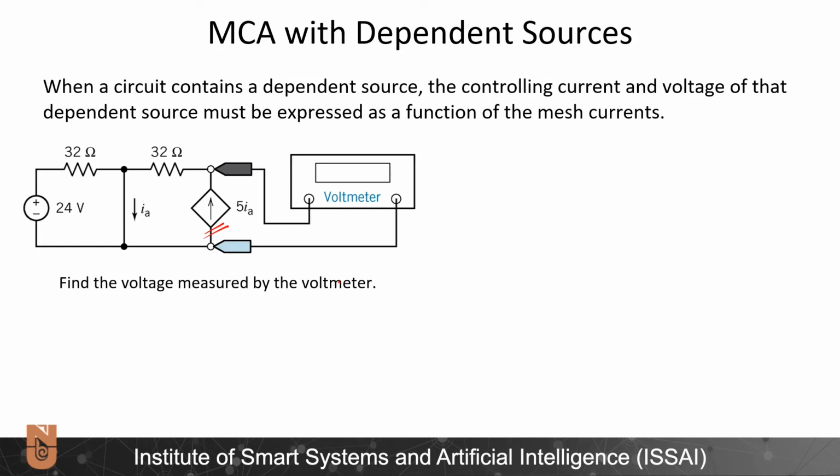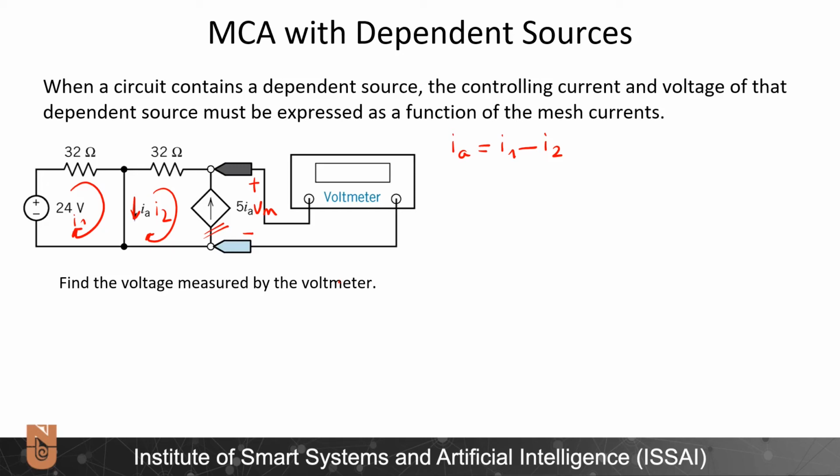When I try to solve this question, how can I start? I can start by defining my mesh currents, I1 and I2. I need to find the voltage of the voltmeter, which is basically plus minus Vm here. And I can write my first equation simply as IA is equal to I1 minus I2. And what else can I write?